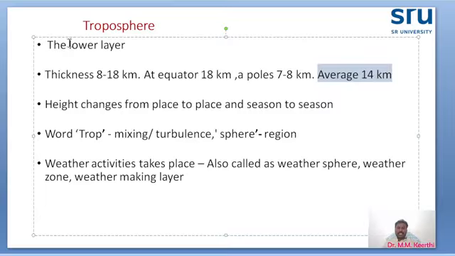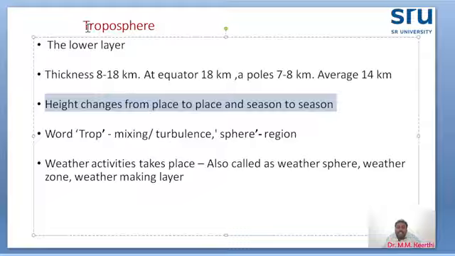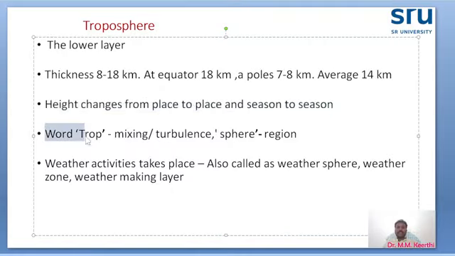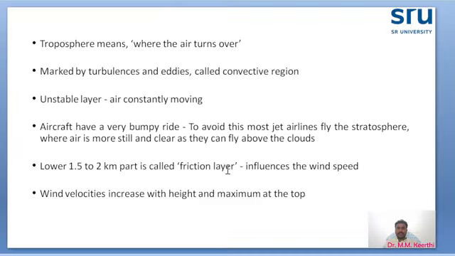The height will change. This is another very important point. The troposphere is not static, it is an unstable one. That's why the height of the troposphere is not uniform. It changes from place to place and season to season. The word tropo means mixing or turbulence, and sphere is region. So it is the mixing region or turbulence region, with more mixture of gases and continuous air troubles. All weather activities take place in this region only.